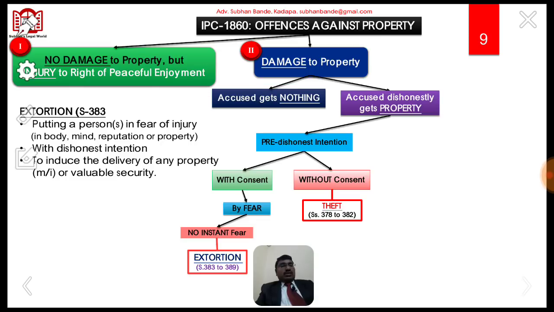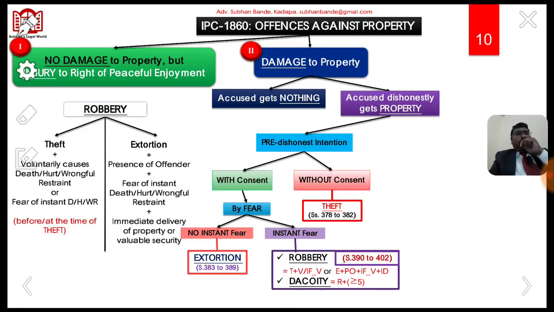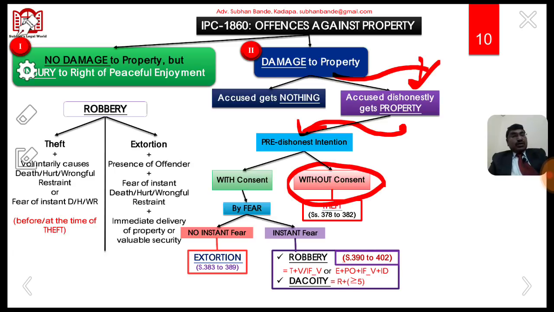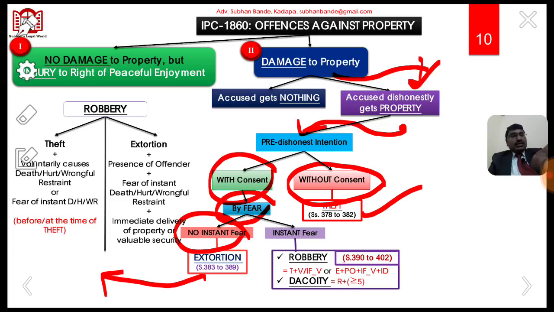Friends, the next one is robbery. Here, damage to the property, the accused dishonestly gets the property. His intention is pre-dishonest intention. Before obtaining the property, he has some dishonest intention in order to obtain such property. If he gets such property without consent, it is known as theft. With consent, he gets the property, but he gets such consent by means of fear, but the fear is not the instant one, then it is known as extortion.